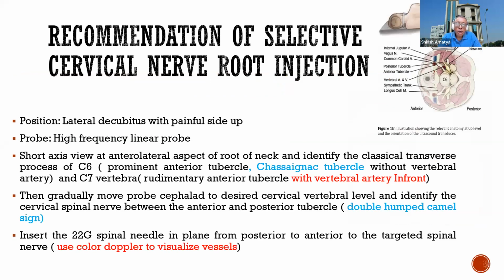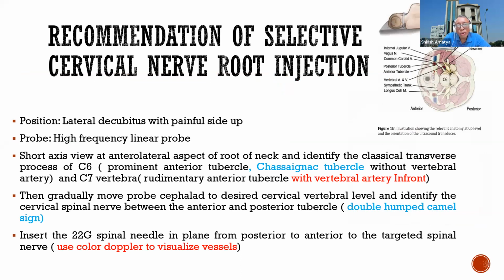Okay, so how do we go about a selective cervical nerve root injection? Basically, the patient position is lateral decubitus with the painful side up. Here also we are using a high frequency linear probe, and here also our home page is C6, that is at the level of the cricoid cartilage.